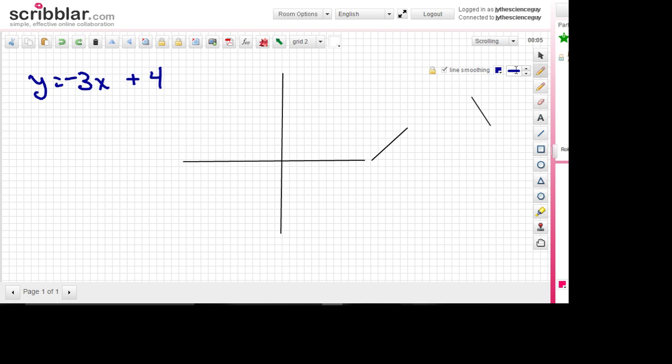Now just make a dot where it's supposed to go. So where do we start? We start at 4, so 1, 2, 3, 4. Right there. And then it's negative 3 over 1. So 1, 2, 3 over 1. Then do it again. 1, 2, 3 over 1. And then where's the line?